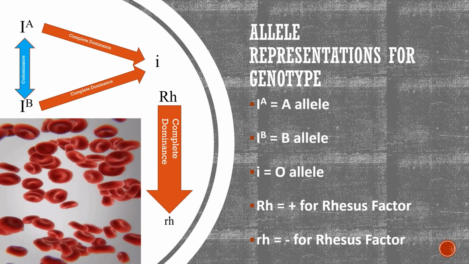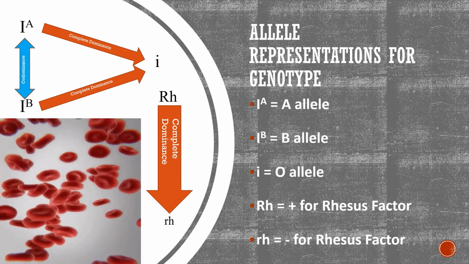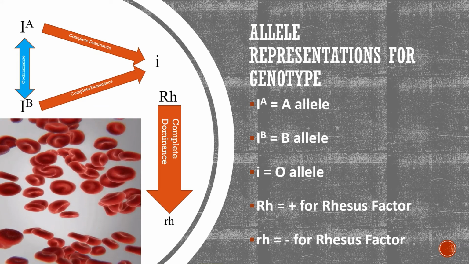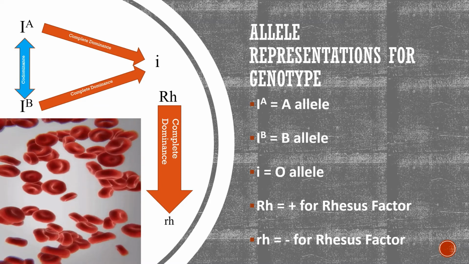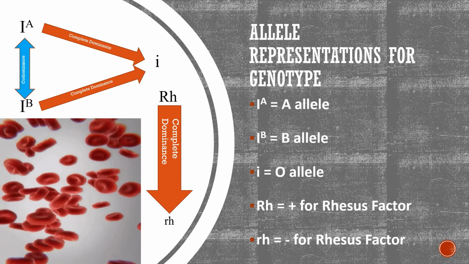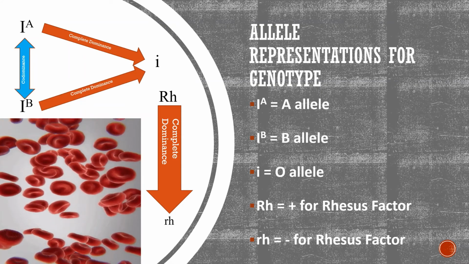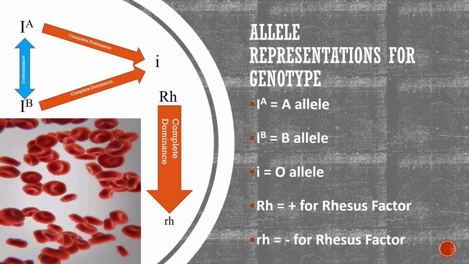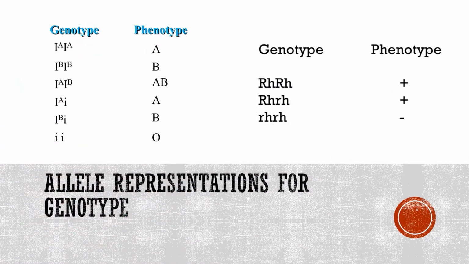It's a capital RH if that's representing having that positive antigen protein sticking off the red blood cell. And then we use a lowercase rh for a negative, or not having that protein sticking off the surface of red blood cells. There are different ways I've seen people use to represent the rhesus factor. I learned it where you use both an R and an H, as you can see in this slide, so I'm just going to be teaching it that same way.